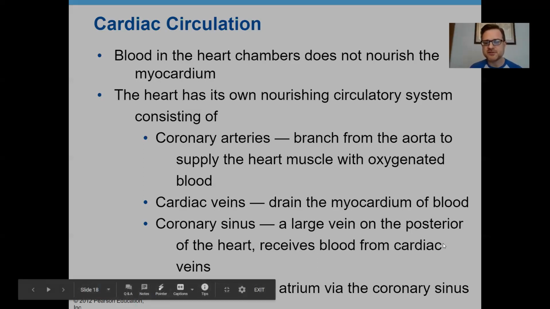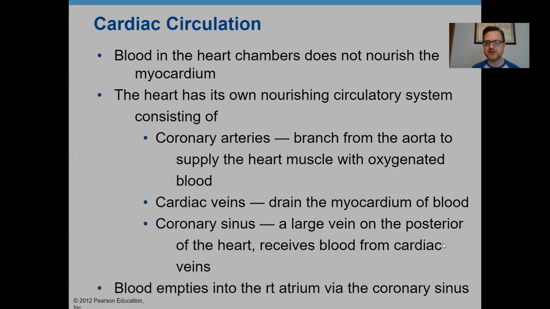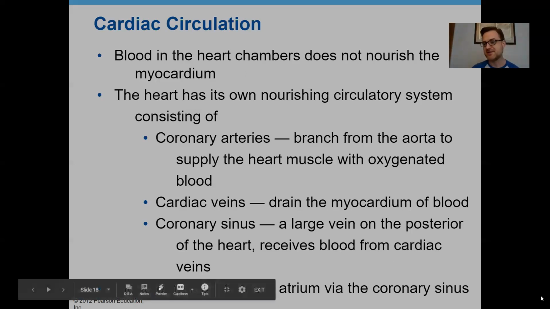The coronary sinus is a large vein on the posterior side of the heart that receives blood from the cardiac veins, and then it empties into the right atrium. All right. If you had a blockage in the coronary arteries or veins, that can cause a heart attack, right? And that's bad because if you're not nourishing the heart itself, the heart muscle will start to die. Because again, the heart doesn't take oxygen from blood going through it. The heart takes oxygen from its own circulatory system, what's described on this slide.